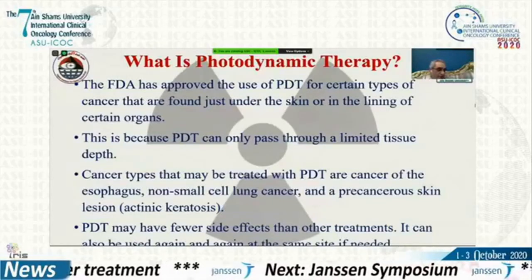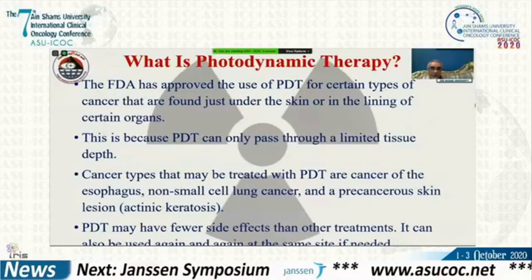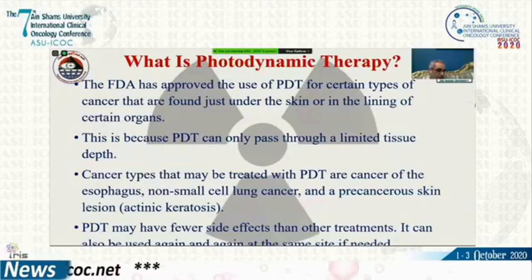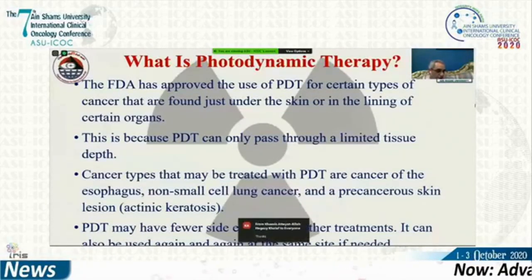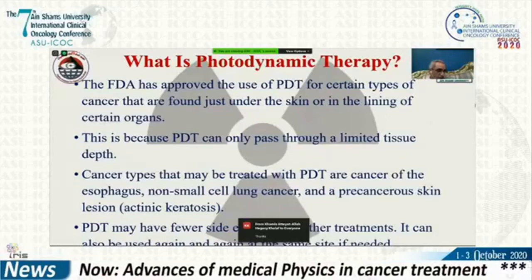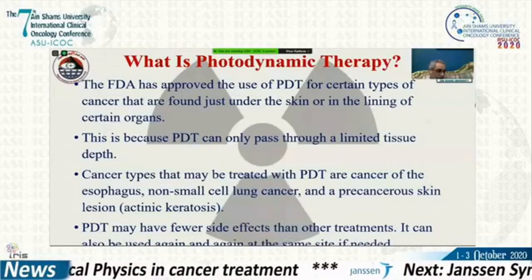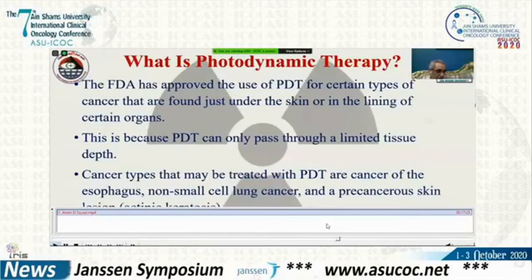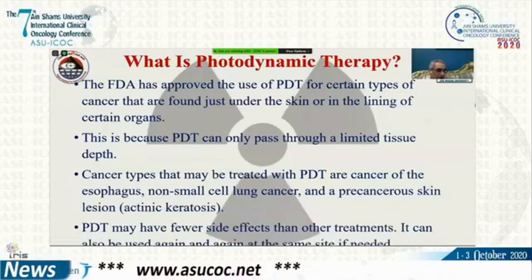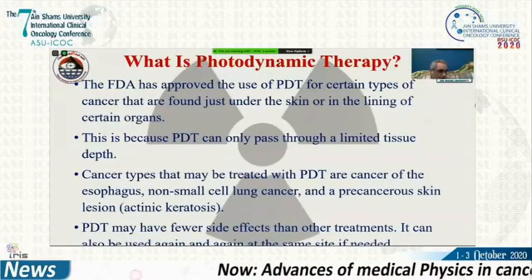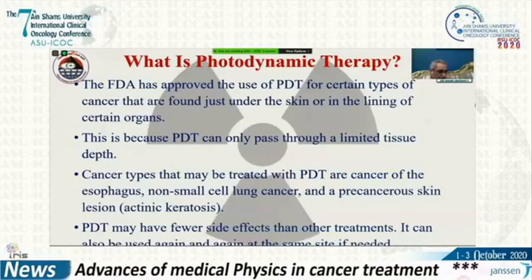Photodynamic therapy has been approved by the FDA to treat certain types of cancers that are found just under the skin or in the lining of certain organs. This is because photodynamic therapy can only pass through limited tissue depths. Cancer types that may be treated with photodynamic therapy are cancer of the esophagus, non-small cell lung cancer, and precancerous skin lesions like actinic keratosis. Photodynamic therapy may have fewer side effects than other treatments.